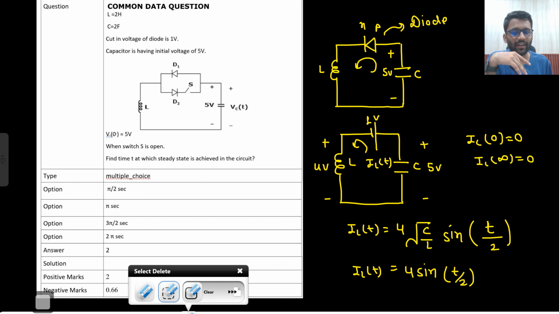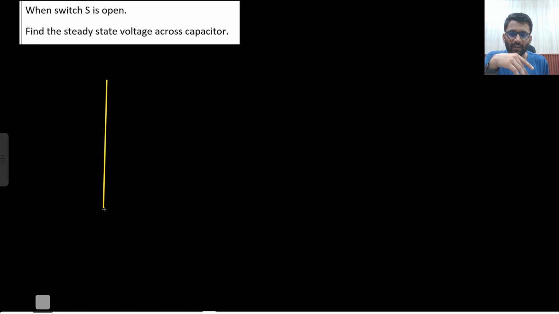Because what is the waveform of current? Let this question be here, but we have to proceed. What is the waveform of the current? Waveform of the current is something like this. Right? This is your ILT.